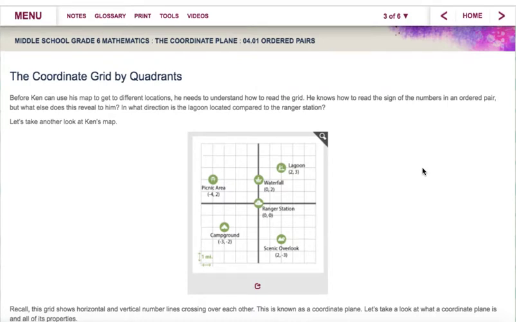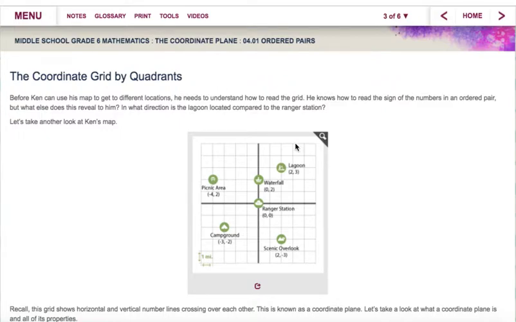The coordinate grid by quadrants. I want you to think about the word quad, Q-U-A-D, which means 4. So quadrants. Before Ken can use his map to get to different locations, he needs to understand how to read the grid. He knows how to read the sign of the numbers in an ordered pair, but what else does this reveal to him? In what direction is the lagoon located compared to the ranger station?